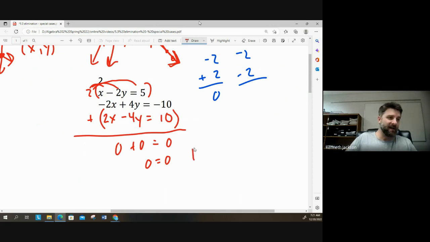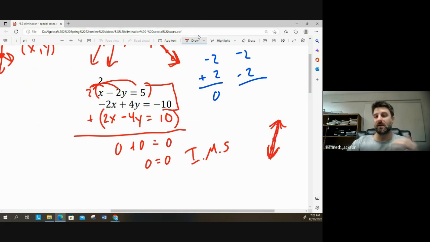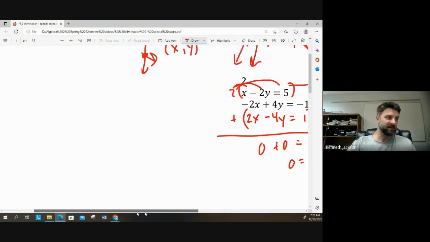So what I have is infinitely many solutions, which means that these lines, these equations, are the exact same. One of them has a negative run through it, multiplied by 2. But if you were to graph both of these lines, both of these equations, you would see that they line up exactly on top of each other, and they share an infinite number of solutions where they cross. These are the special cases: no solution and infinitely many solutions.